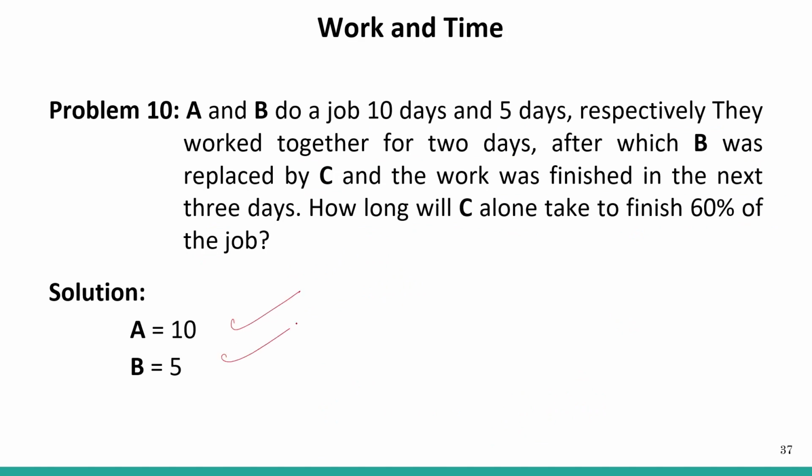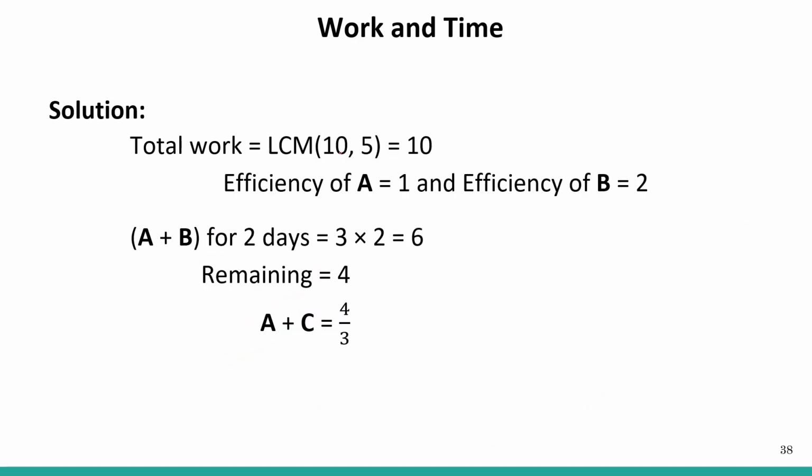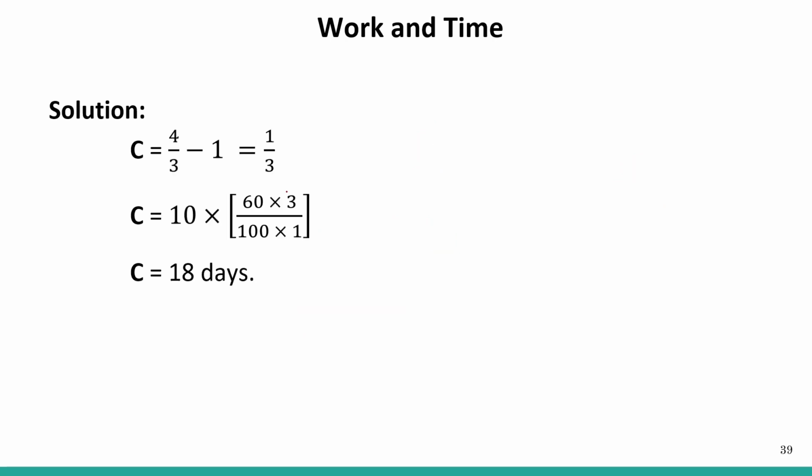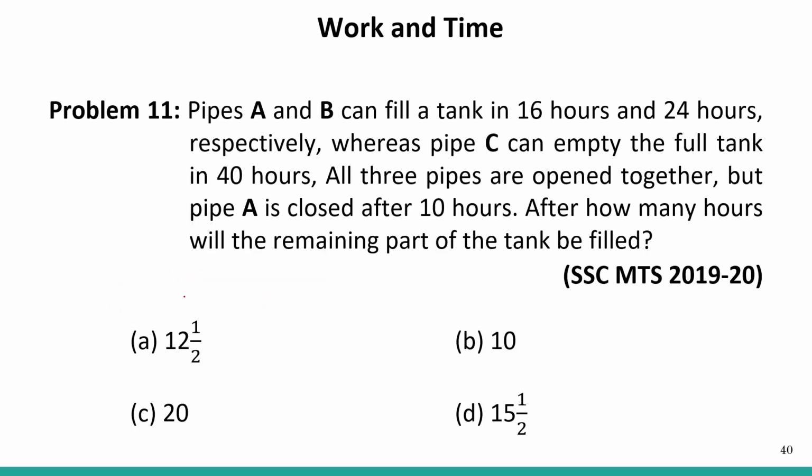So A is equal to 10, B is equal to 5, right? So total work is equal to LCM of 10, 5 is equal to 10. So efficiency of A is equal to 1, efficiency of B is equal to 2, as he can work twice as fast. So A plus B for 2 days is equal to 3 into 2 is equal to 6. So remaining 4 is equal to A plus C is equal to 4 by 3, right? So C is equal to 4 by 3 minus 1 is equal to 1 by 3. So C is equal to 10 into 60 into 3 by 100. So this is nothing but 18 days.